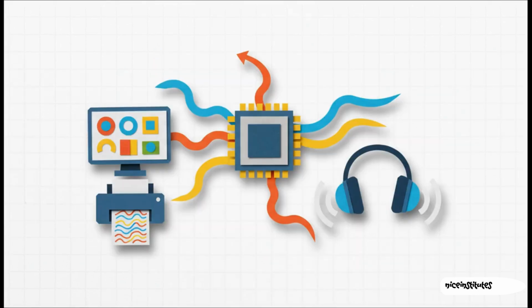And hey, just like we have a bunch of ways to talk to a computer, it has a bunch of ways to talk back to us. The most obvious one is, of course, your monitor showing you text and pictures, but it also includes your printer spitting out a physical copy of a document or your speakers playing music.